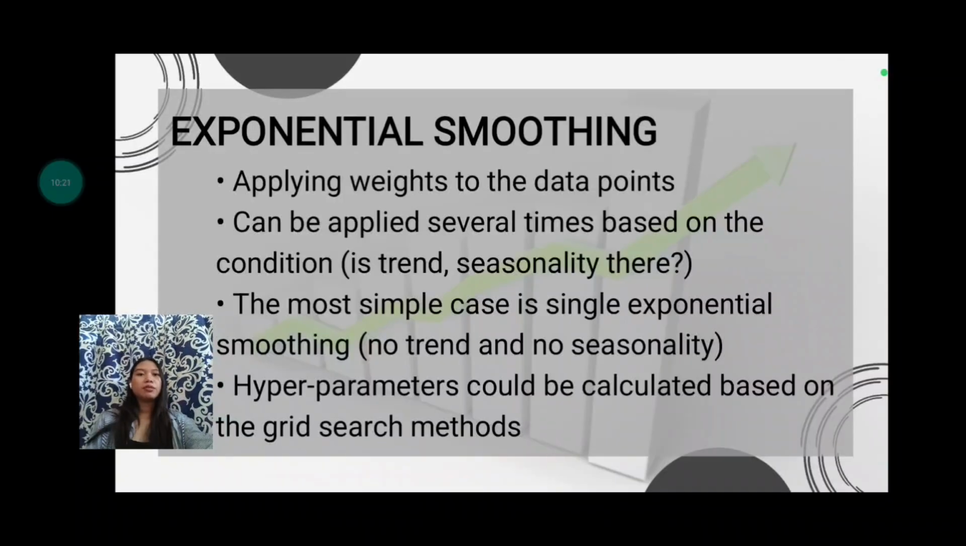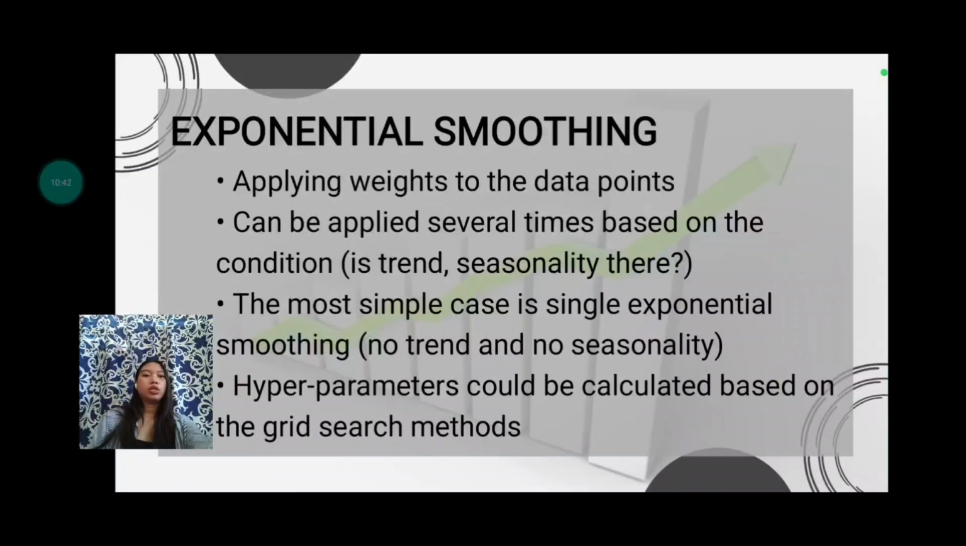So exponential smoothing. Applying weight to the data points can be applied several times based on the condition. Is there trend or seasonality? The simplest case is single exponential smoothing, with no trend and no seasonality. Hyperparameters can be calculated based on grid search methods. So it is a simple forecast method that gives more weight to the present data but still considers older data. It is most useful when there is no strong trend or seasonality.